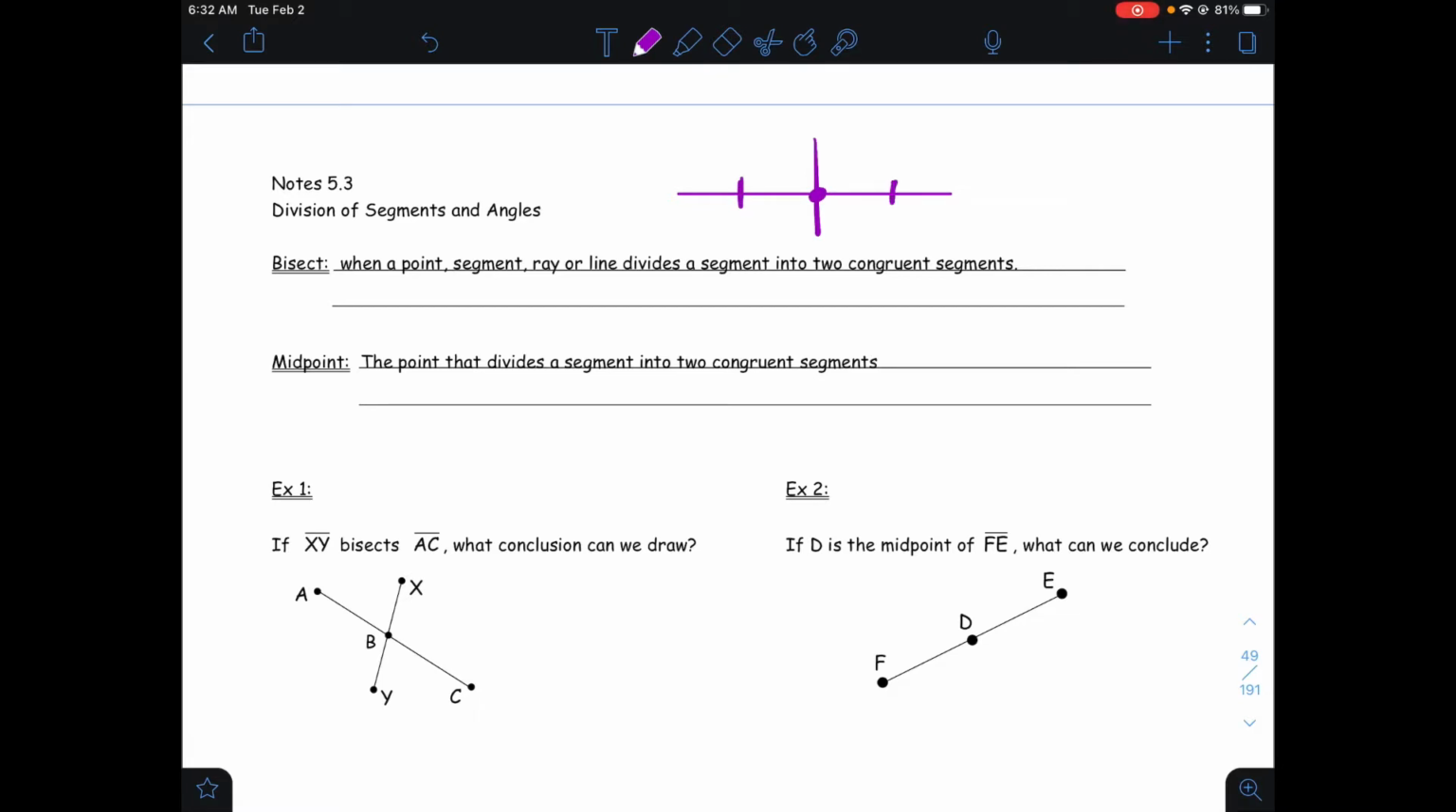The midpoint is a point that divides a segment into two congruent segments. So if we look at the picture I just drew, this would be the midpoint. So the midpoint bisects.